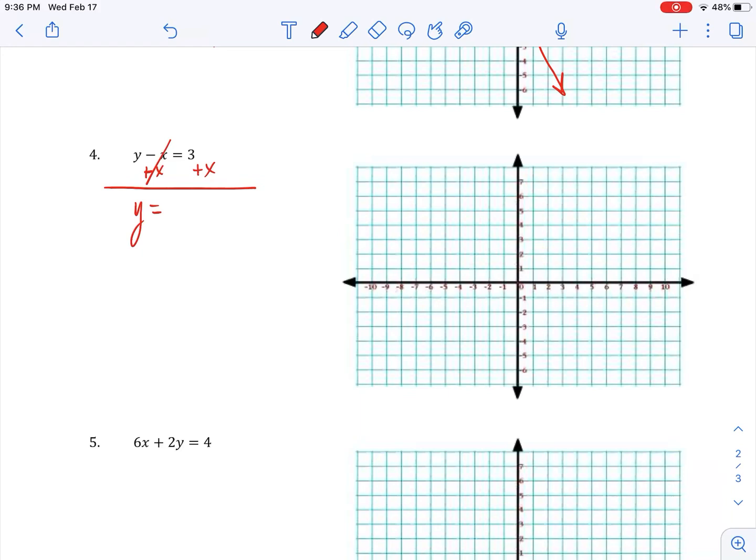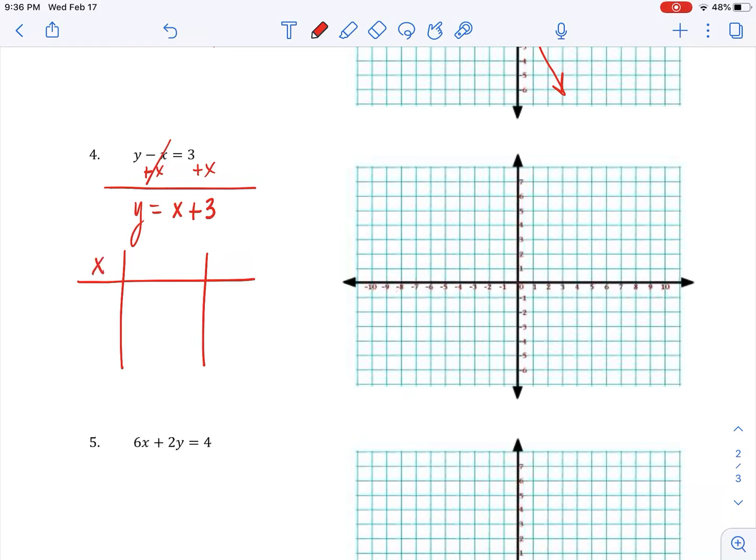On the other side of the equal sign, make sure to write your variable first. Let's write our x first. It's just a positive x, so we can just write x. And we have a positive 3, so we'll write our constant second. And now we can make our table.